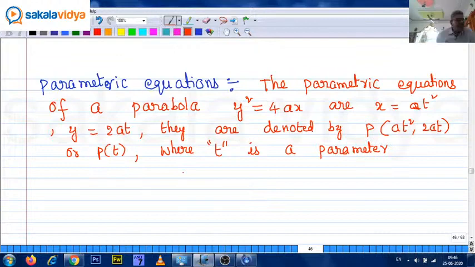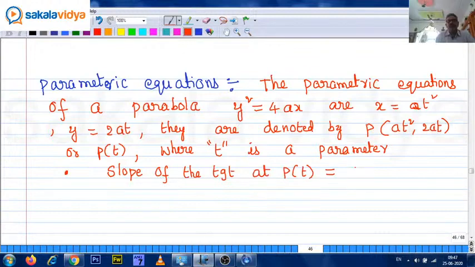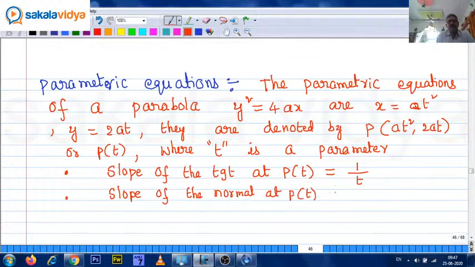So next what we need to find out, first one, the slope of the tangent at P of t equals to 1 upon t. Next, the slope of the normal at P of t. Very simple. So these two slopes multiply to minus 1. And next, an important point.